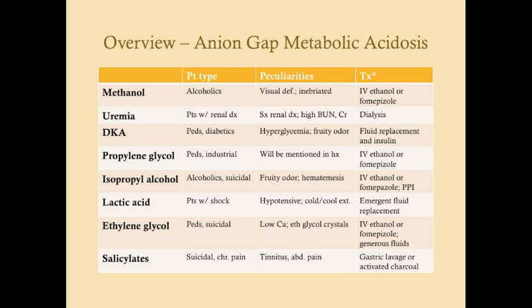The peculiarity here is that you'll also have a fruity odor, but you'll also likely have hematemesis and a normal blood glucose. And the treatment here is going to be IV ethanol or fomepizole. With anything that's an alcohol overdose, you're going to want to start IV ethanol or fomepizole, and then a proton pump inhibitor like omeprazole, and that's just for the protection of the gastric mucosa.